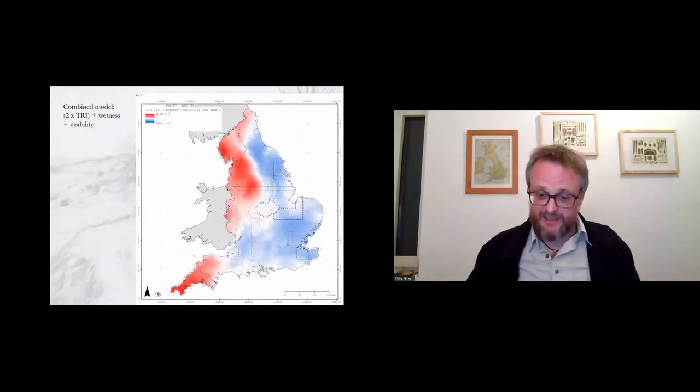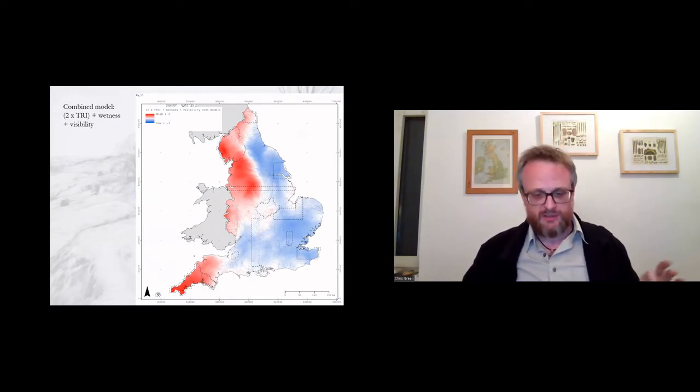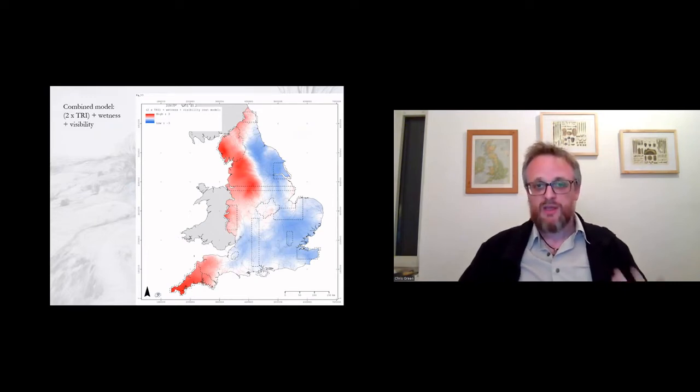So finally, for this landscape-based modelling, we produced a composite model using the previous three measures together. The first, the terrain ruggedness index model, was double weighted to make it dominant, as that's the most conventional and least controversial of the three models produced. And the end result is the map shown on screen.